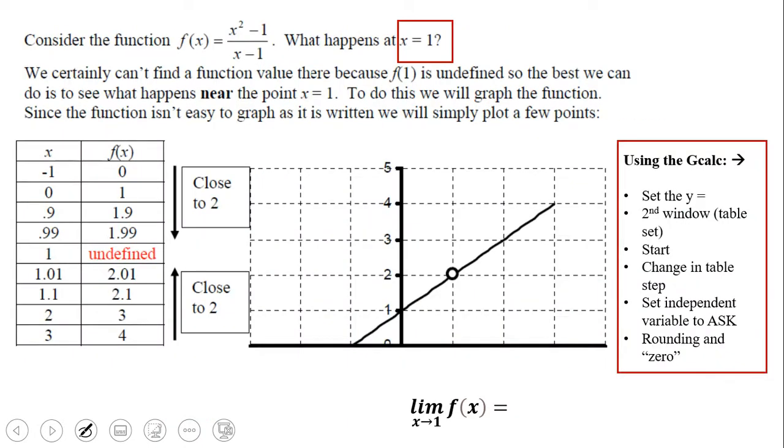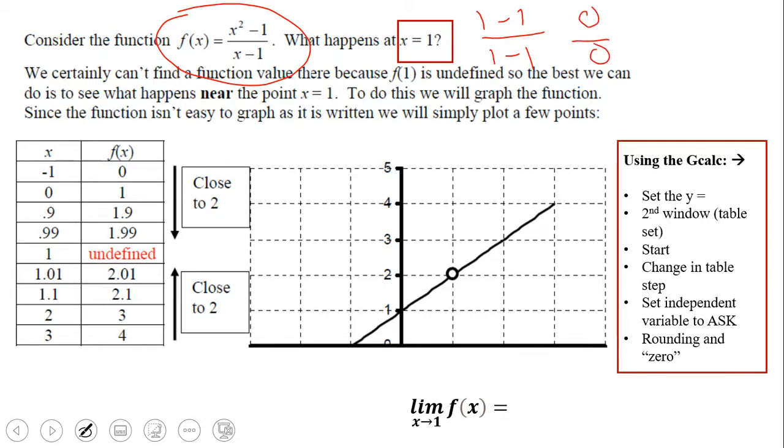Let's talk about a more complicated example and why you would need to use a table as opposed to not. So here, take a look at the function (x squared minus 1) over (x minus 1). What happens at x equals 1? Well, like I mentioned on the previous slide, can you just plug 1 in? Well, let's try it. If everywhere there's an x, I plug in a 1, I'm going to get (1 minus 1) over (1 minus 1). Unfortunately, that gives me 0 over 0.